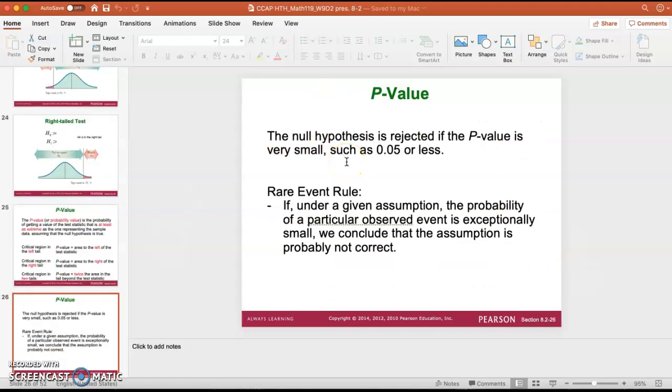So the null hypothesis is rejected if the p-value is very small, such as 0.05 or less. And again, this is all based on the rare event rule for hypothesis tests. That is, if under a given assumption the probability of a particular observed event is exceptionally small, we conclude that the assumption is probably not correct.